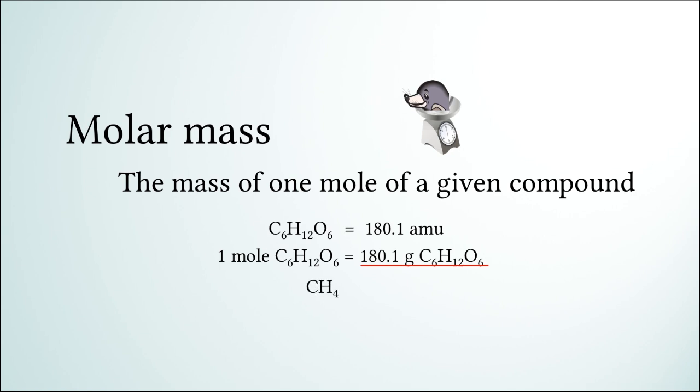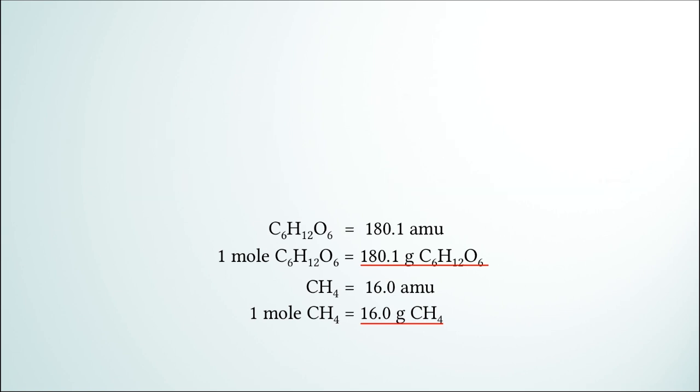If we calculate the molecular mass of CH4 to be 16.0 atomic mass units, then the molar mass, or the mass of 1 mole of CH4, is 16.0 grams. Conversely, if we're given the molar mass of a compound, we will know its molecular mass, or the mass of a single molecule of it. So if I tell you the molar mass of potassium chloride is 74.6 grams, then you will know that its molecular mass is 74.6 atomic mass units.